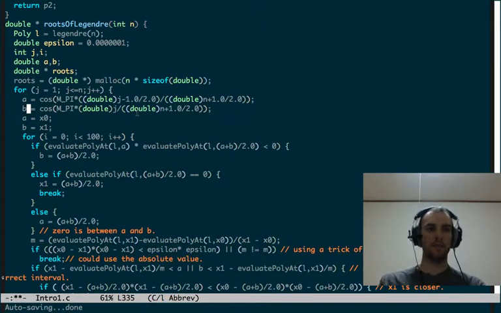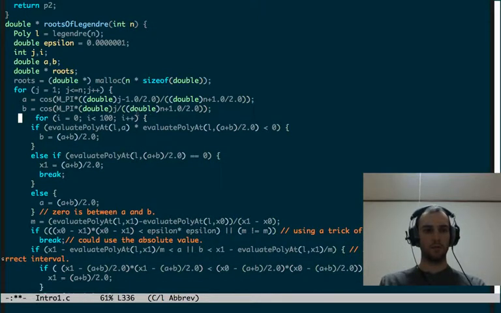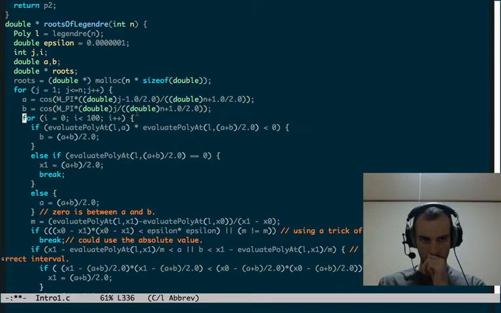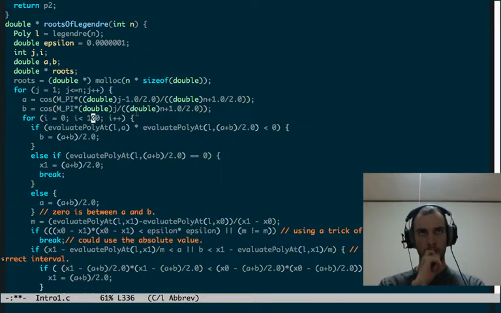I think it's still going to work, but it's possible that A is bigger than B in this case. I think it's still going to work though. And just arbitrarily, if we do 100 bisections, we'll end up really close enough.